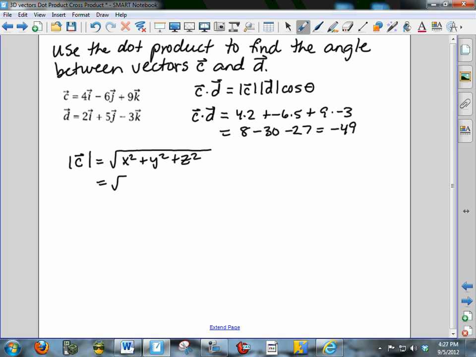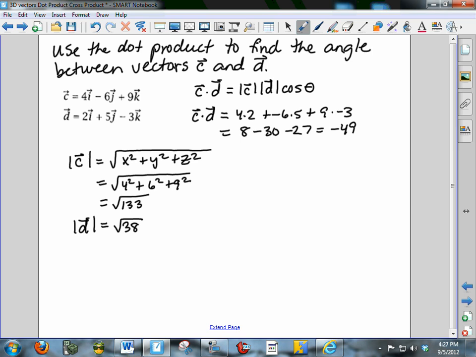In this case, it would be the square root of 4 squared plus 6 squared plus 9 squared. Yes, it is -6, but when you square it, it becomes positive 36, so I'm leaving the negative sign off because it's just simpler to write down that way. And that turns out to be the square root of 133. In the same way, we can find that the magnitude of vector d is the square root of 38, the square root of 2 squared plus 5 squared plus 3 squared.